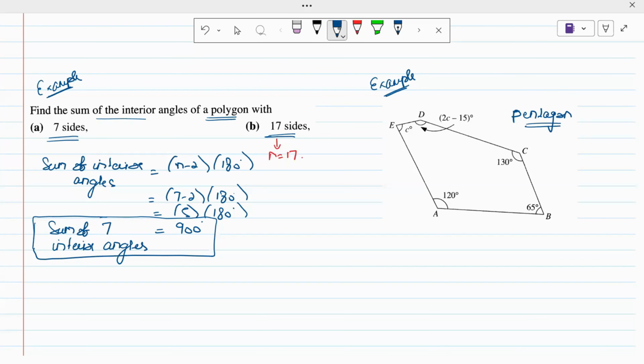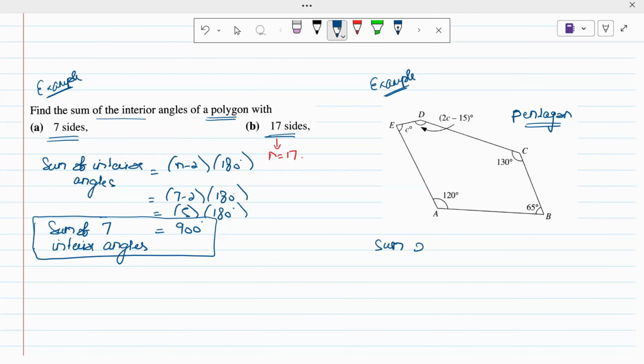And we don't know the sum of all 5 angles. If we know the sum of the 5 interior angles inside this pentagon, we can easily make the equation that will help us in finding the value of C. So to make an equation, we need to know the sum of 5 interior angles. And for that, we'll use the sum of interior angles formula.